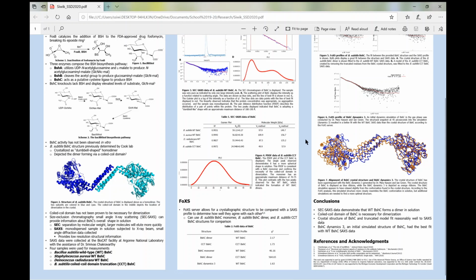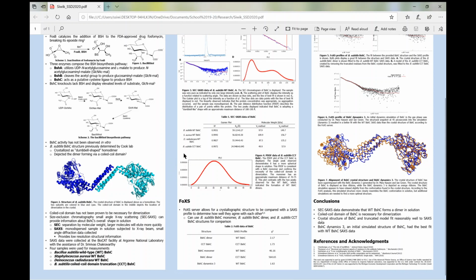Now, BshC has a molecular weight of around 60 kilodaltons. And so even though these two methods don't agree on one molecular weight, it's indicating that there are two subunits of these BshCs existing together, or it's forming a dimer. And then if we go down here to the truncated BshC, it's significantly lower, which is more indicative that it's existing as a monomer in solution. And that is indeed what we observed.